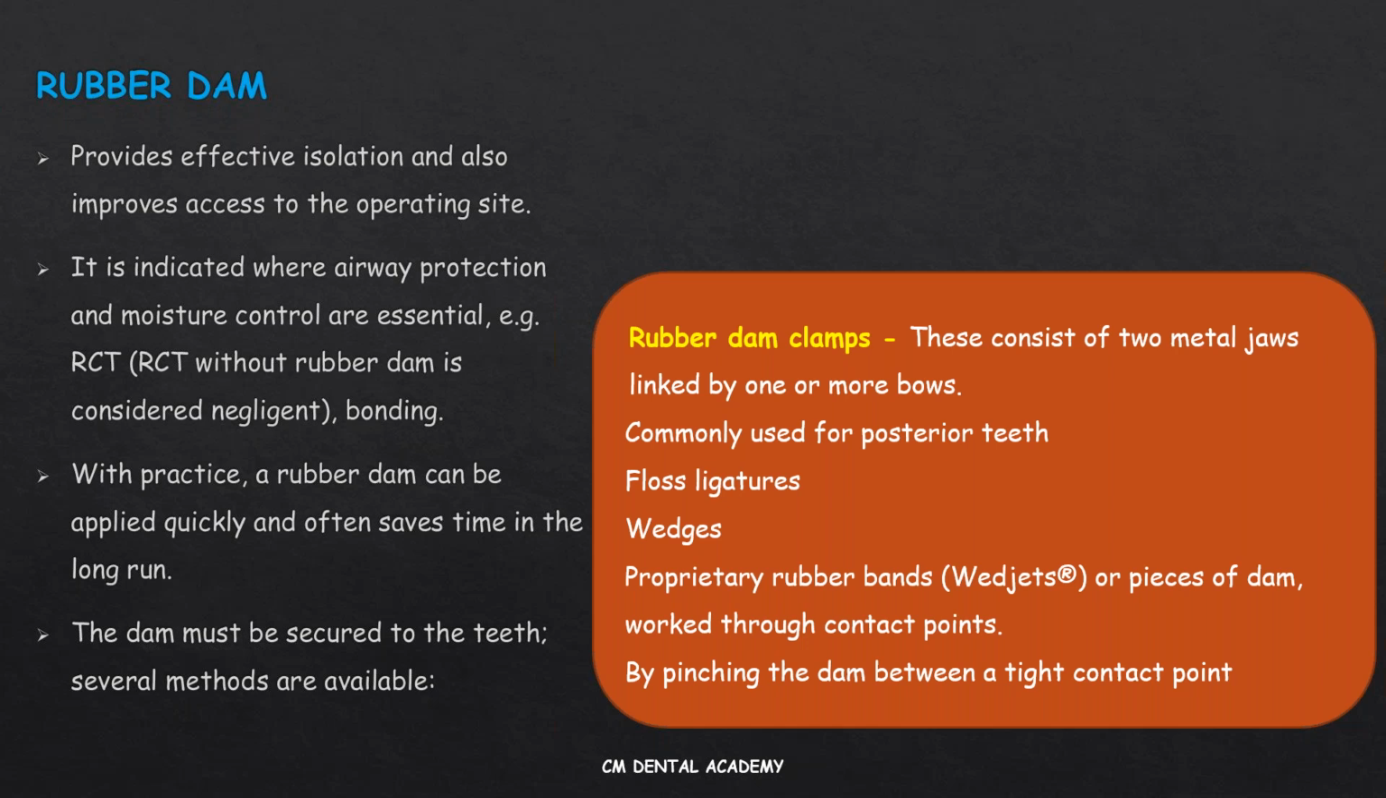It must be secured to the teeth. Several methods are available. The materials required are rubber dam clamps. These consist of two metal jaws linked by one or more bows, commonly used for posterior teeth. Floss ligatures, wedges, proprietary rubber bands or pieces of dam work through the contact points by pinching the dam between the tight contact points.